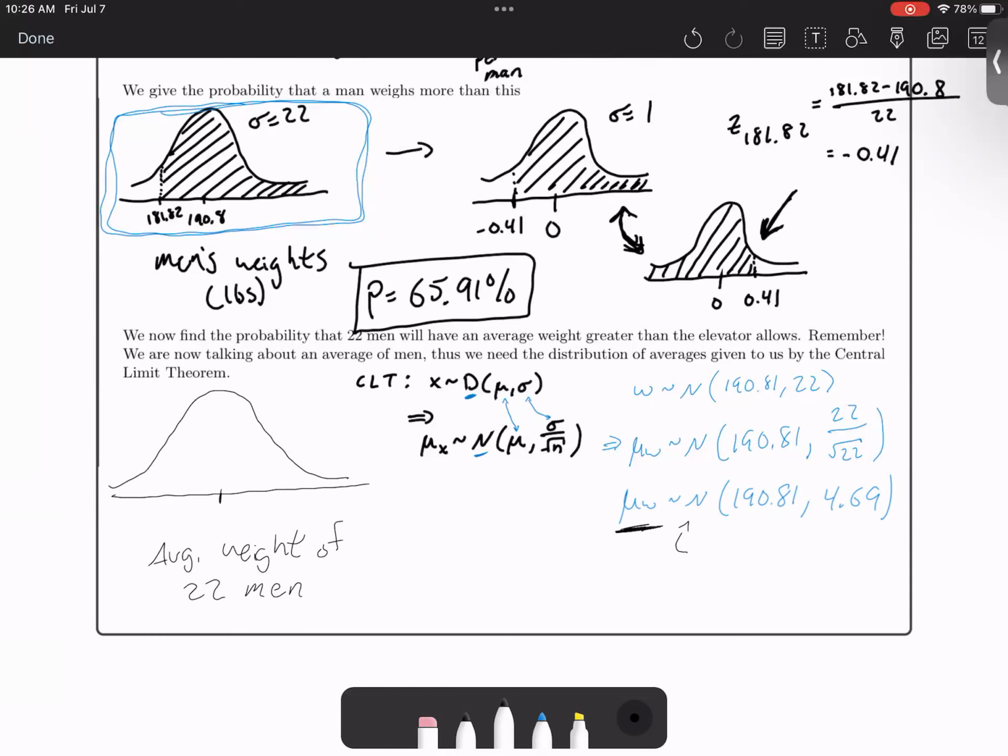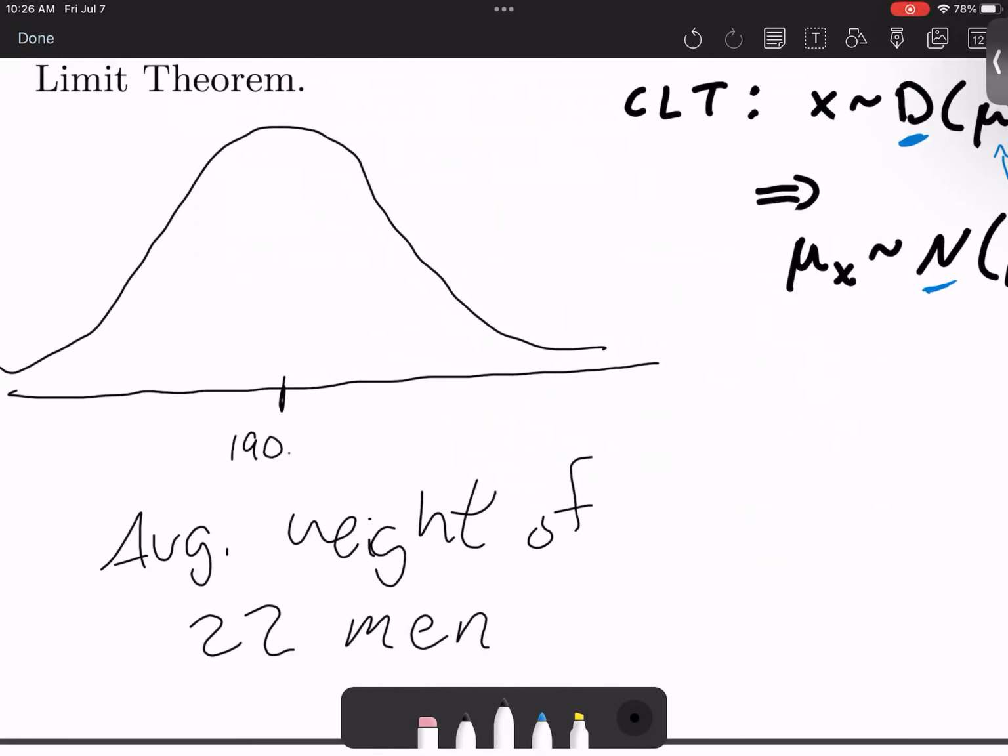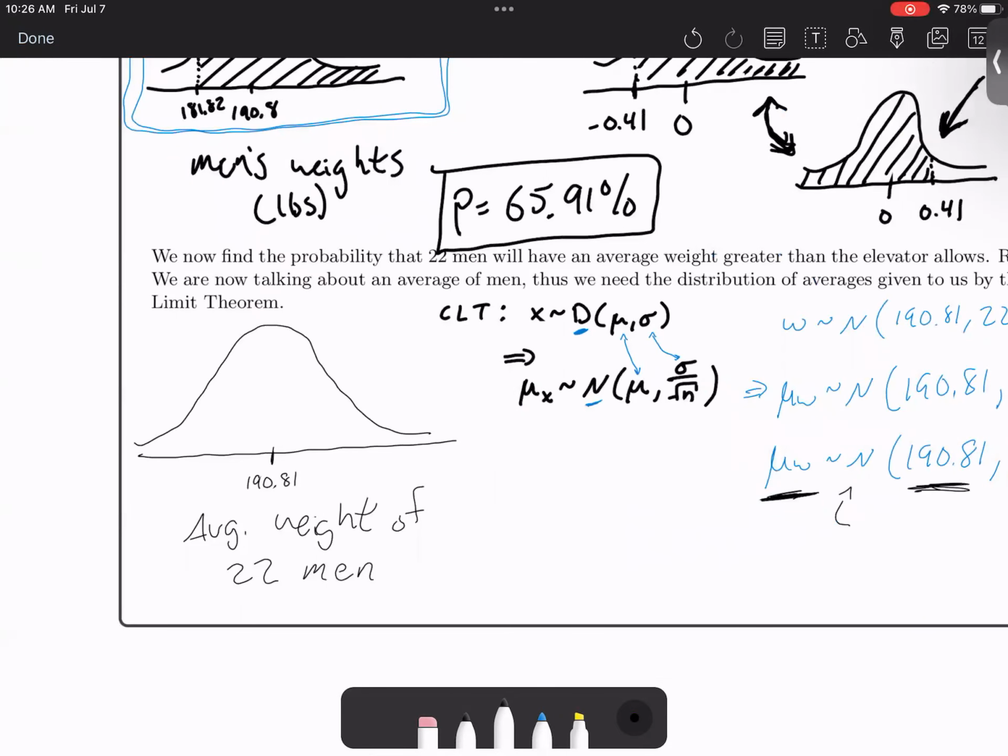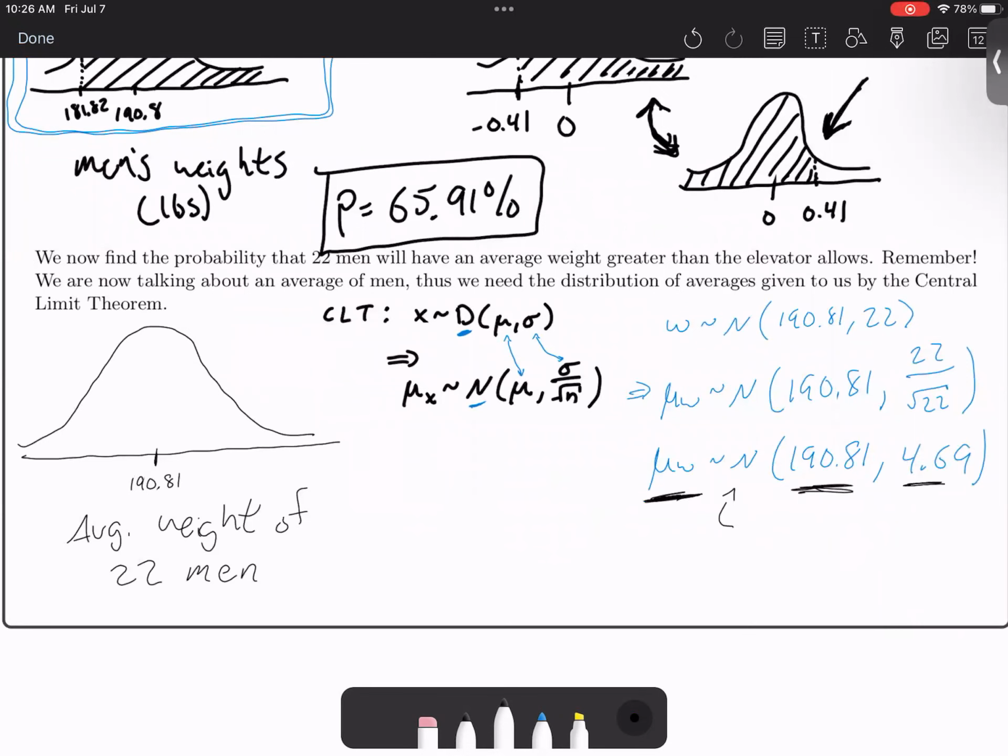Now, where's the center? It's still at 190.81. That's still the average. It's kind of strange to think about. It's the average of 22 men. And now our standard deviation is 4.69. But because we know what the distribution looks like, we can answer any questions that we're given. So what are we trying to find?